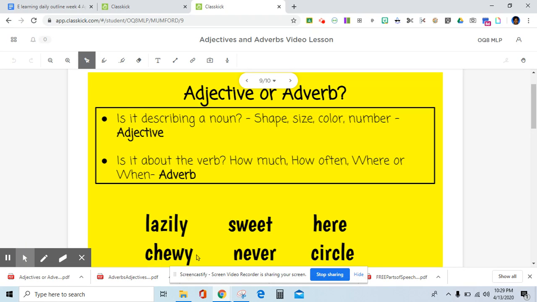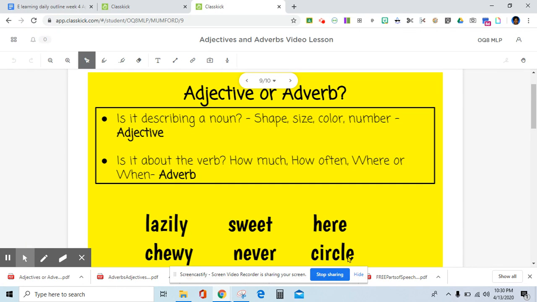Chewy. Is it telling me the shape, size, color, or number? Or is it telling me how much, how often, where, or when? Chewy cookie. So the cookie is a noun. Describing a noun is an adjective. So chewy is an adjective. Never. Could never describe a shape, size, color, or number, or how much, how often, where, or when? It could tell when, because I would never do it. So that would be an adverb.